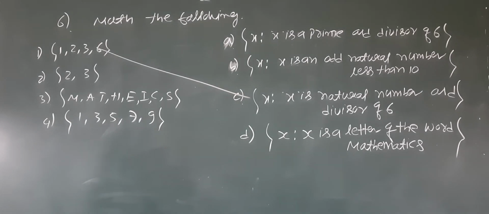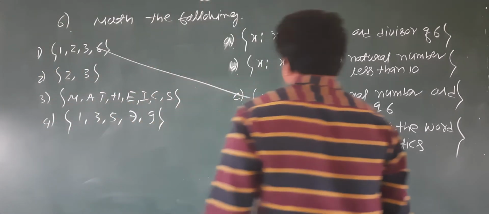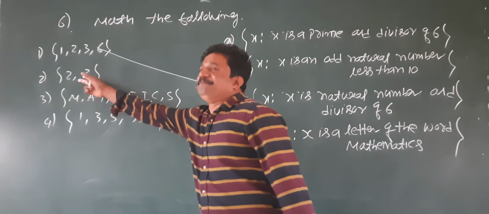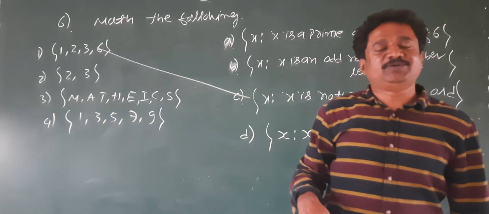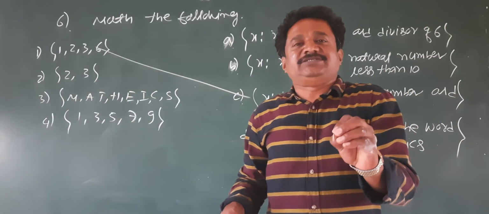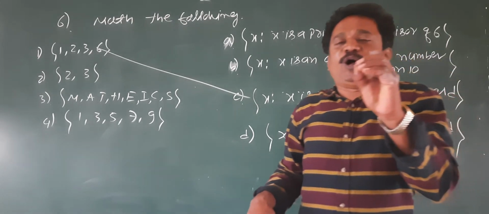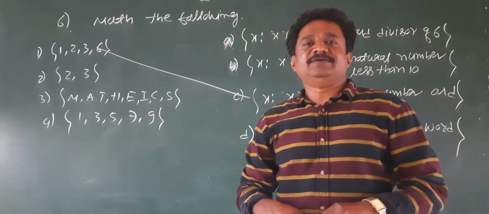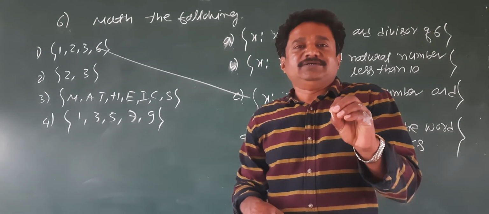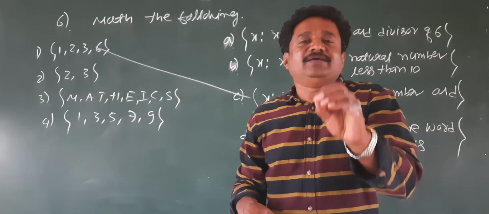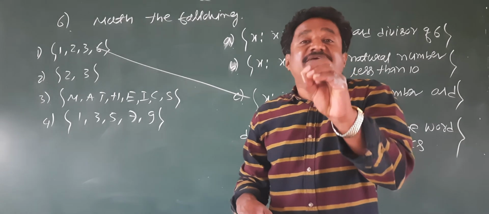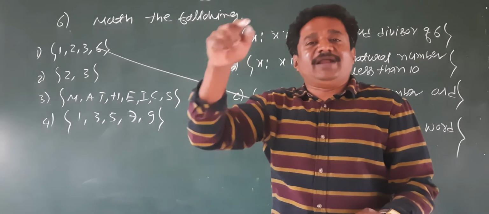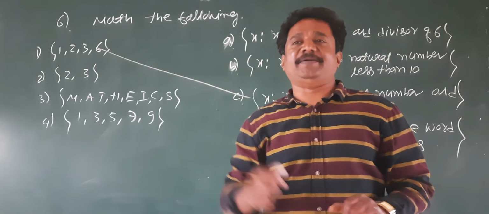So what are 2, 3? Prime numbers. 2 and 3 are prime numbers. Tell me prime numbers, students. The numbers which are not divisible by any other number. A number which is divisible by 1 and itself is called prime.